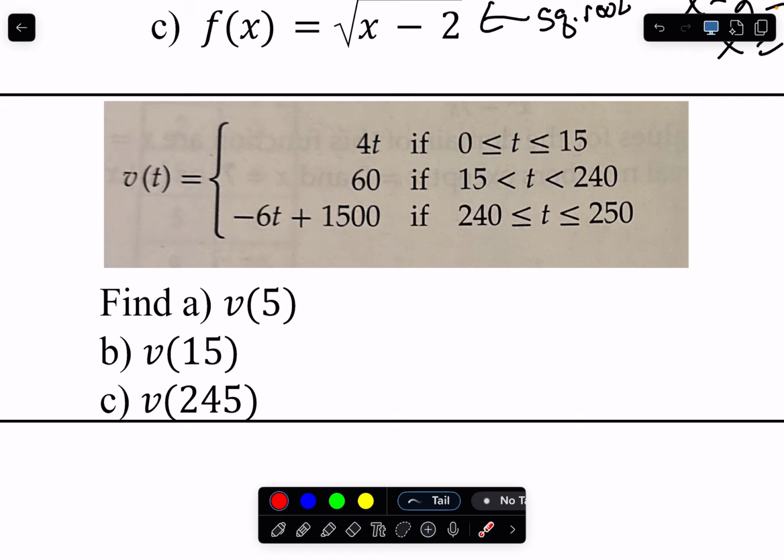Now, this bottom piece, I only use for values between 240 and 250, including 240 and 250. The borders match because of the equal to. So if I plug in 240, I plug it into this one. If I plug in 245, 247, 248, up to 250, okay? So a piecewise function just designates what piece to use based upon my input.